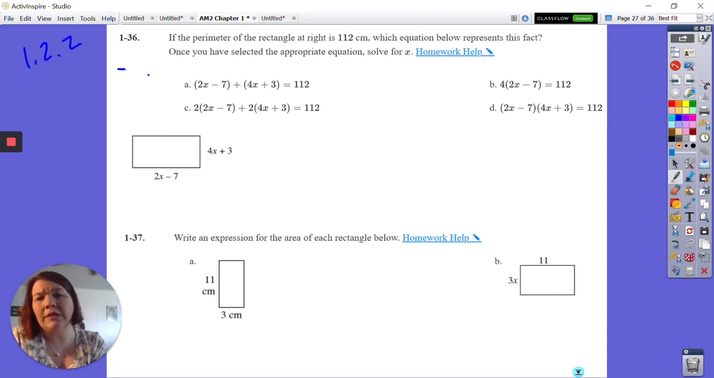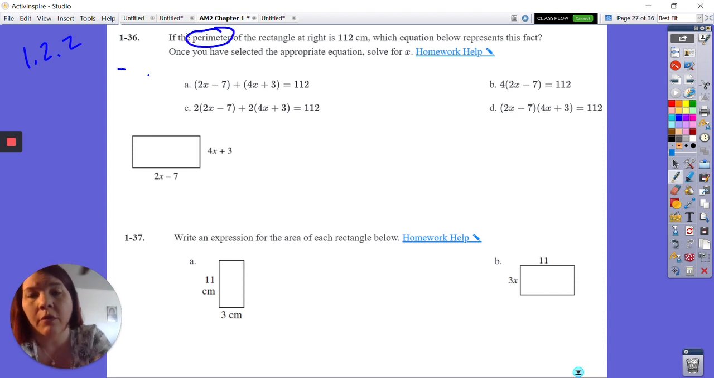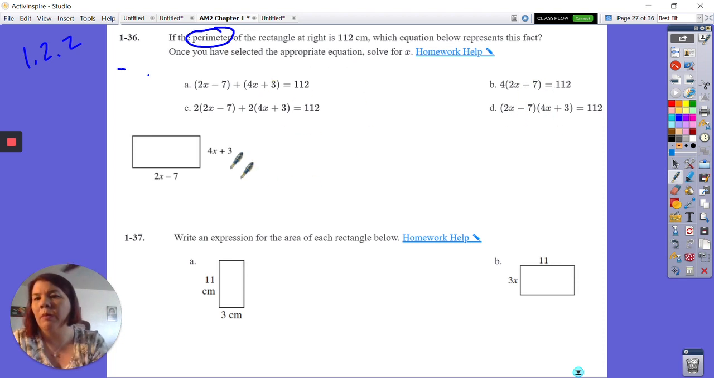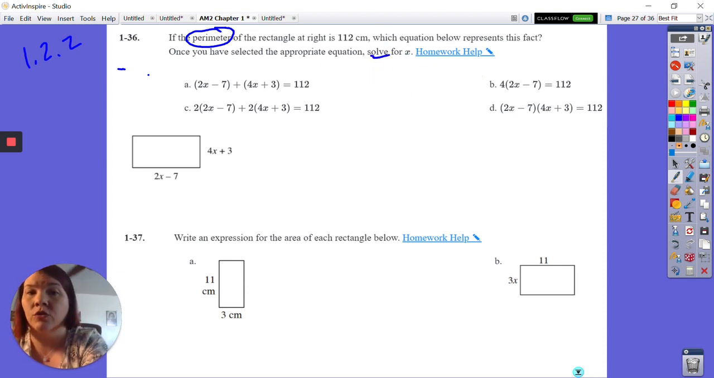If the perimeter of the rectangle is 112 centimeters, which equation below represents that? Remember, we're talking about perimeter, very important. And so I like these ones with addition. These ones with multiplication seem a little wrong to me. So see which one makes the most sense. And then once you have figured it out, once you decide, then you're going to solve.